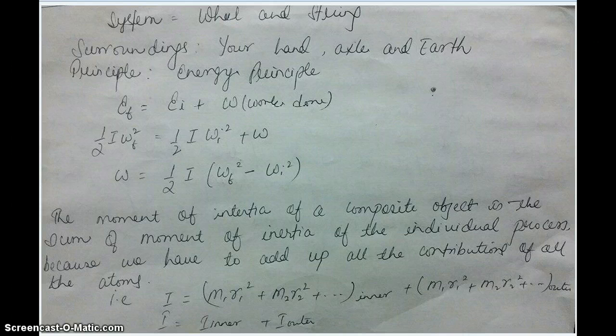Now, the moment of inertia of a composite object is the sum of the moments of inertia of the individual pieces. So if you're finding the moment of inertia of a whole big body, we need to add individual pieces, each atom, and to do that we add I equals m r squared plus so on for every atom of the inner wheel, and similarly for the outer. Generalizing that equation, we get I is equal to I inner plus I outer.